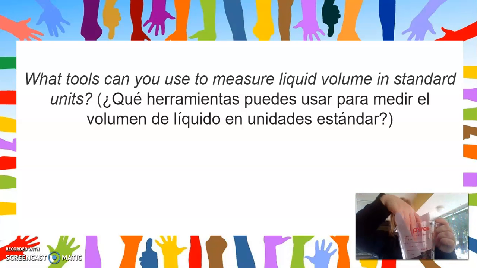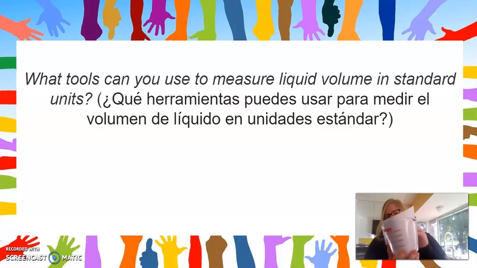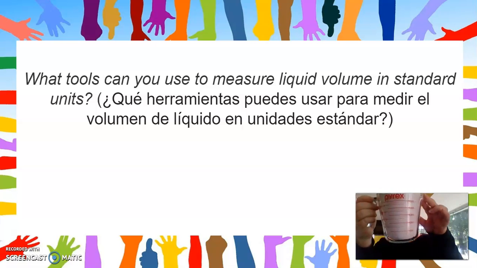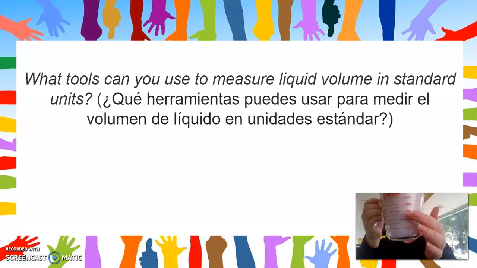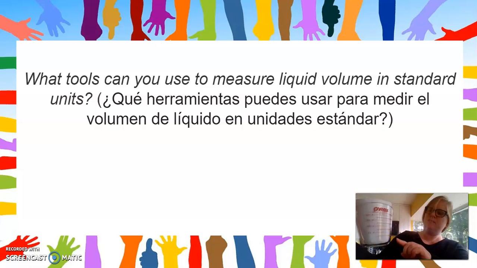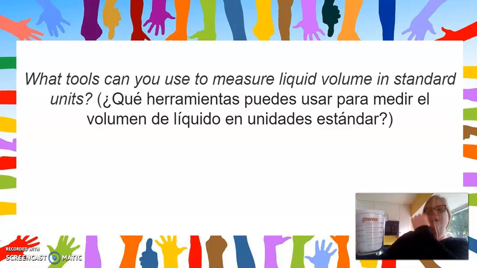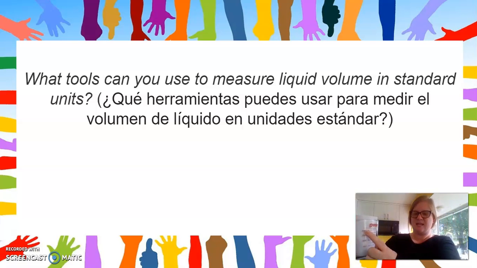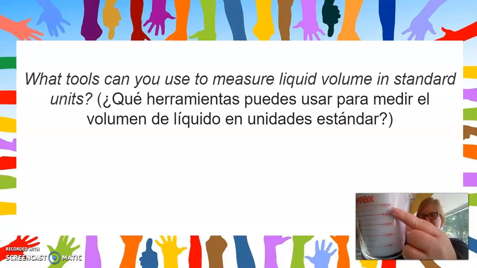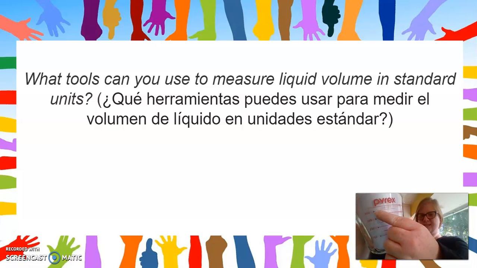However, what we like to use in math is metric, okay? So, sorry, using the metric system, we have milliliters right here on this side. And over here we still have milliliters. And then over here, at the very top, it tells us how many liters that is as well. So for instance, 500 milliliters is a half liter, okay?